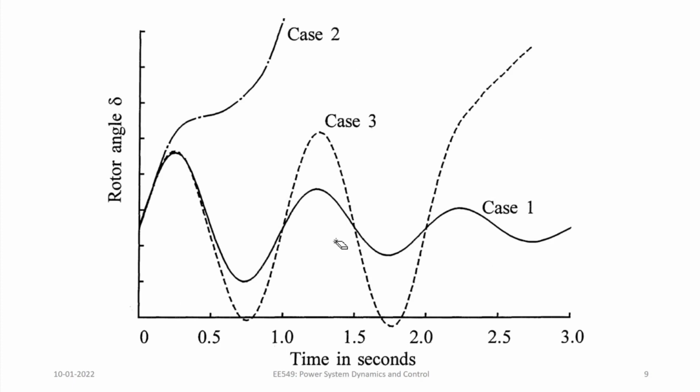So these are the three cases shown here: case 1, case 2, case 3. This is aperiodic instability. And this is oscillatory, but gradually the oscillation is increasing. But case 1 is oscillatory, but stable. Gradually the oscillation is dying out.